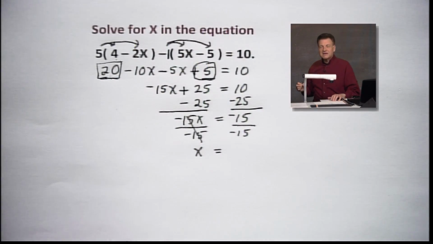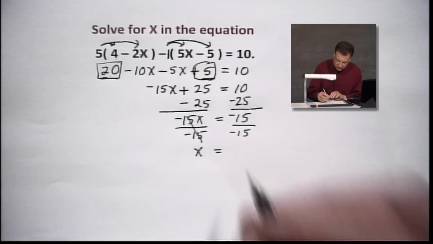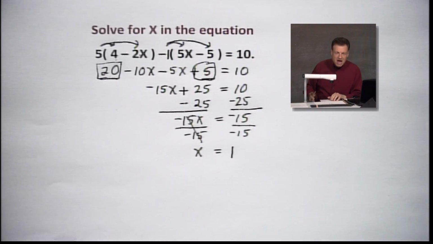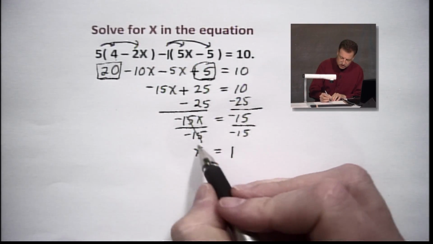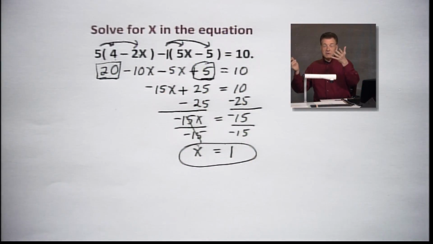Over here, we've got a negative 15 divided by a negative 15. My friends, that's going to give us a positive 1. So the question is, first of all, did we make any mistakes? I hope not. The second thing, let's check and see if that answer is good, because if that answer is good, we're all right. Okay?